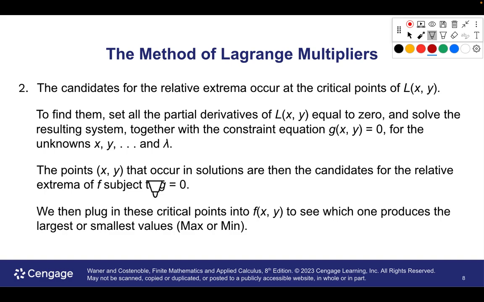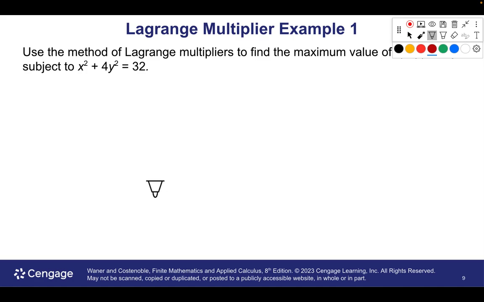The biggest one is a max. The smallest one is a min, subject to those constraints. It doesn't really help us with saddle points, but that's what it'll give us, okay? And typically with constraints, you've got like a ring or something, so you're less likely to get saddle points. Okay, let's look at an example, because that's really all we ought to do, is be able to do it.